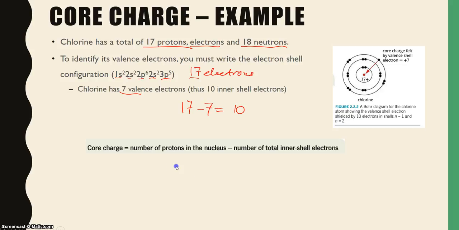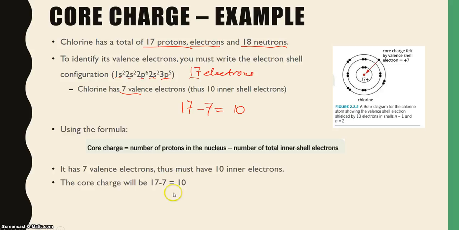So the core charge would be the number of protons, which is 17, minus the number of total inner shell electrons, which is 10. So its core charge would be written as 7.